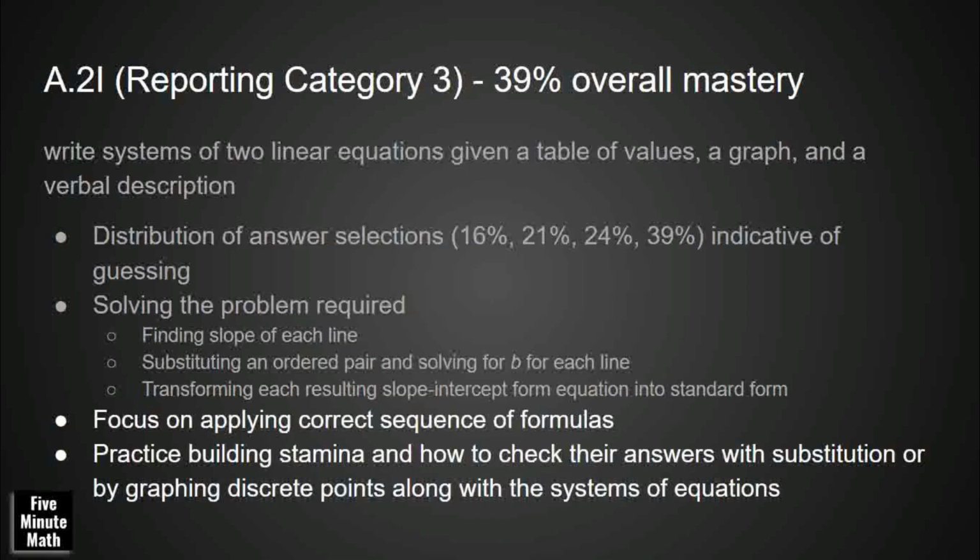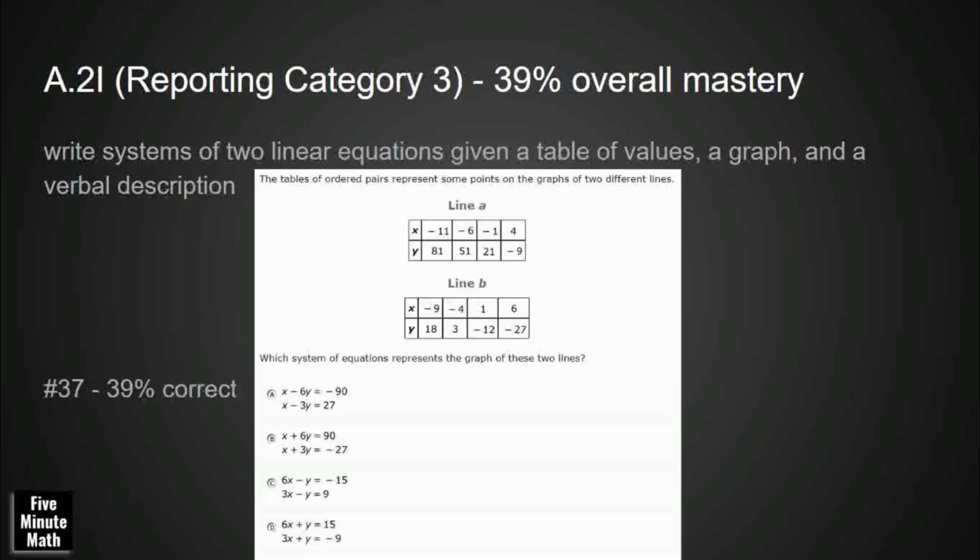Now, look at our answer choices, right? That's A, B, C, and D. Once again, the distribution is indicative of guessing. But look at what they had to do, and we'll come back here. They had to find the slope, right? So you have to find the slope of each of these lines. Then you have to substitute one of the coordinates, x and y, to solve for b. Then once you have your slope, once you have your b, then you had to translate it into standard form.